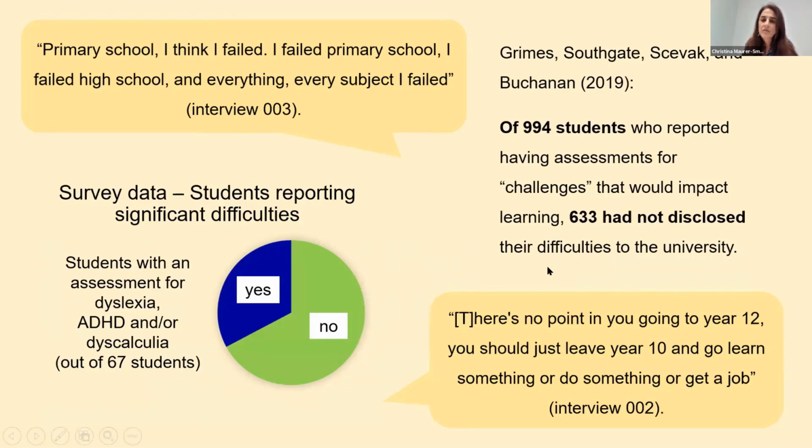Another study, which has similar findings, was also carried out in Australia. So Grimes and colleagues found that of 994 students who did have an assessment, 633 had not disclosed to the university. So those students probably weren't receiving special accommodations either. So 2/3 of students that did have an assessment were not disclosing. So you can see we have a problem where there are probably a number of students affected by dyslexia and possibly other neurological differences that are not receiving any special support.